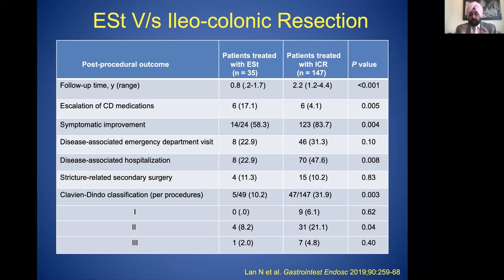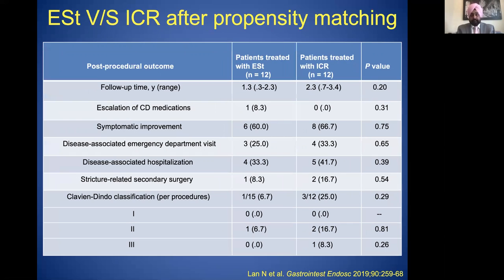How does stricturotomy compare to ileocolonic resection? In this paper, they studied 35 patients with stricturotomy and 147 patients with ICR. The main take-home is obviously the follow-up time is longer for ICR patients. But if you look at the symptomatic improvement, it was more in ICR patients versus stricturotomy patients. But disease-associated surgery or stricture-related surgery was not different in the two groups. That was the same. The p-value was 0.83.